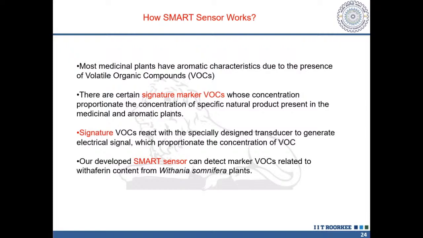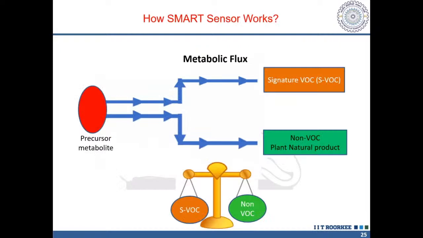So we thought, if we can identify a signature volatile, then we can develop a metal oxide semiconductor which reacts with this particular volatile metabolite and gives a change in resistance. And then our goal is solved. The moment we get a change in resistance, it is processed utilizing a circuit, and that is utilized for the sensor. I will show you in detail.